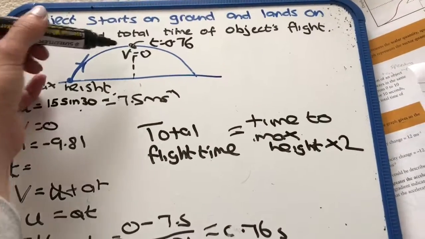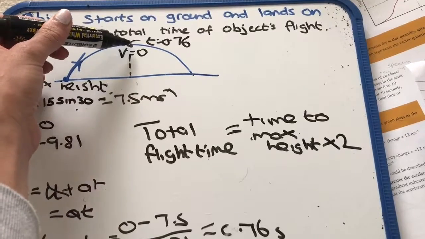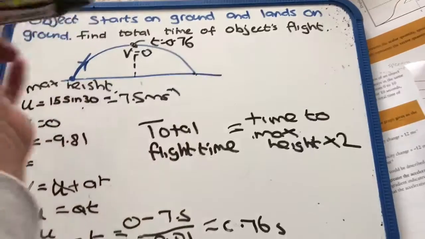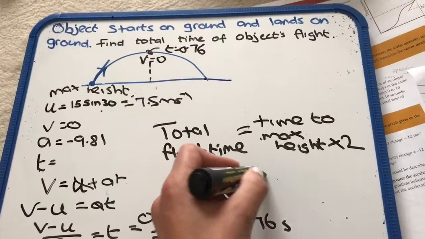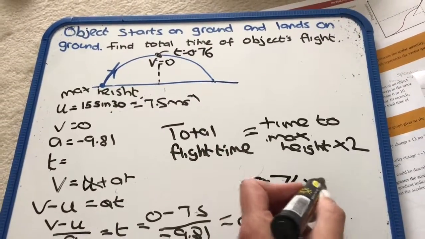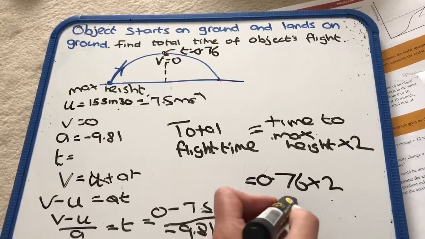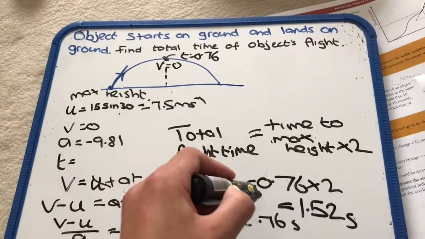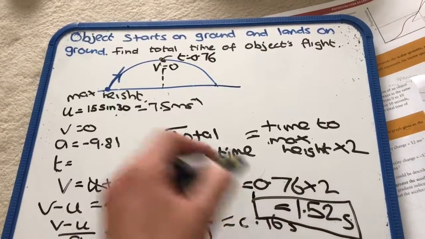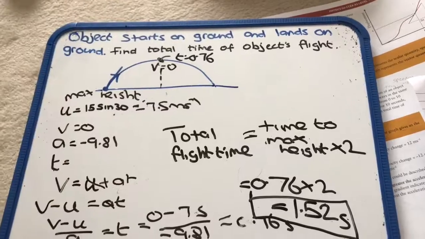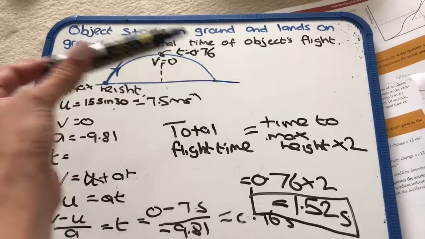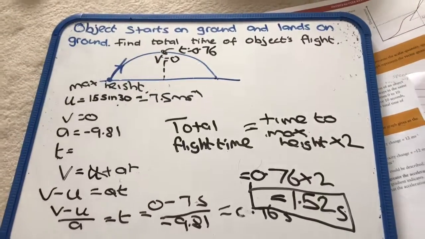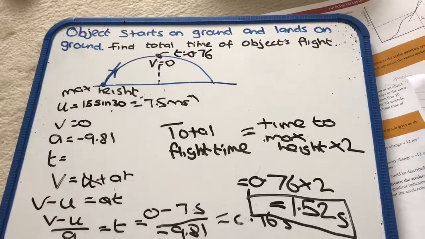Because if it takes 0.76 seconds to get up here, it's going to take the same amount of time for it to go back down to the ground. So it's going to be simply 0.76 times 2, and that's going to give us a value of 1.52 seconds. And that is your answer. The total flight time of an object when it starts and lands at the same level is just the time to maximum height, and you multiply it by 2.